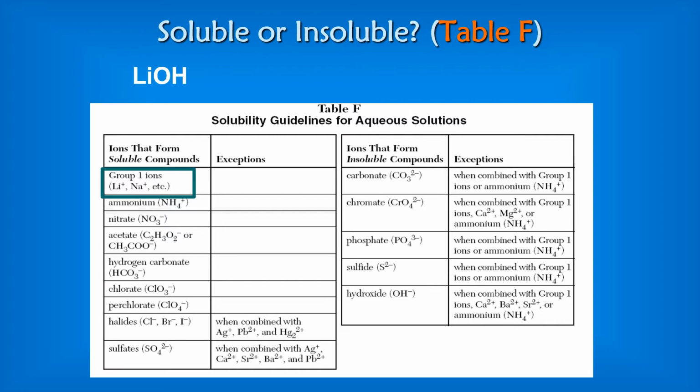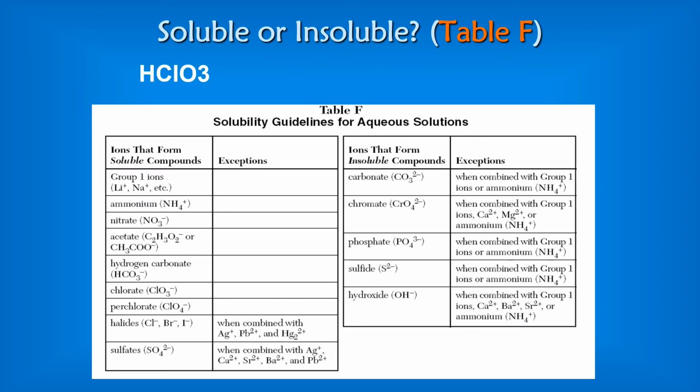But you still want to keep going because you want to make sure that you don't come up with any exceptions, because we have only looked at the lithium part. We still want to find the hydroxide part. So you keep going and right there you find the hydroxide part. And this one says that hydroxide normally is insoluble. However, the exception is that whenever it is combined with the group 1 ions, which includes lithium, sodium, potassium, all of those, it is going to be soluble. So in this case, because it's combined with a group 1 ion, it's going to be a soluble compound when we try to dissolve this in water.